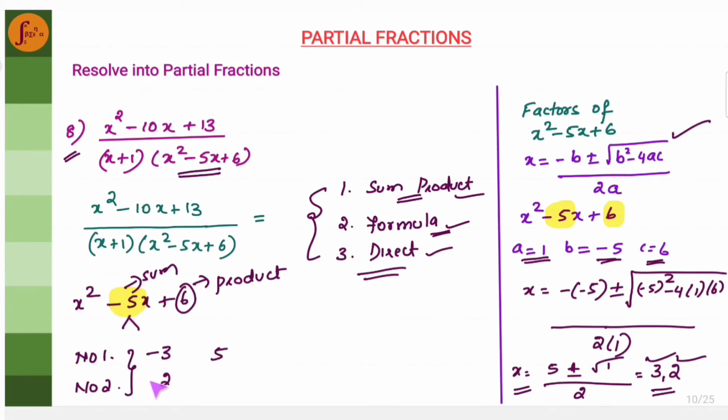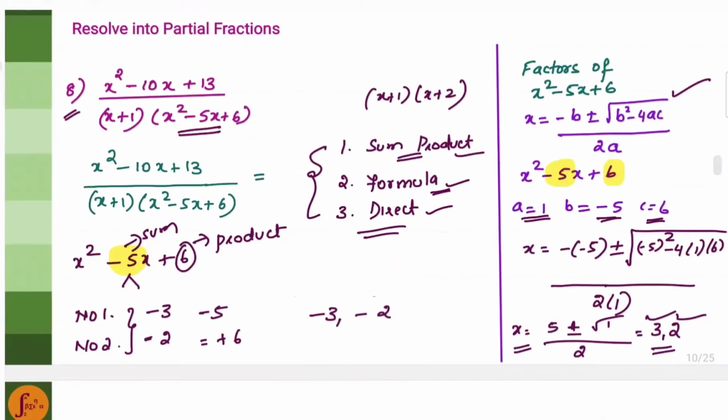That means both of these numbers should have minus, because when you add minus 3 and minus 2, you're going to get minus 5. And when you multiply minus 3 and minus 2, you're going to get plus 6. So here we get minus 3 and minus 2. We'll have to write this as x minus 3 and x minus 2. This is how we'll have to write it.